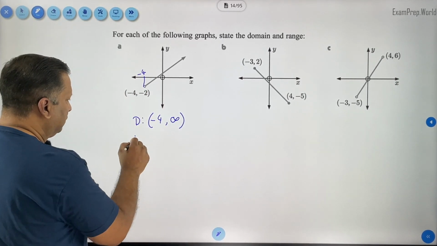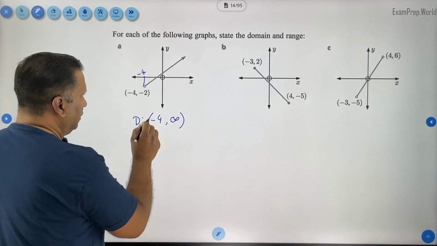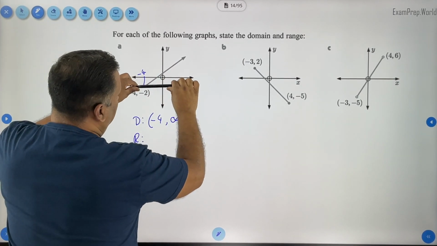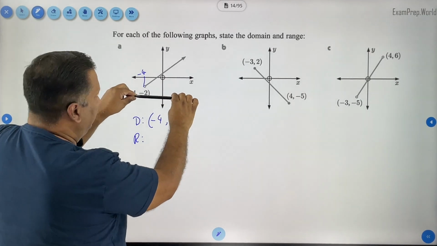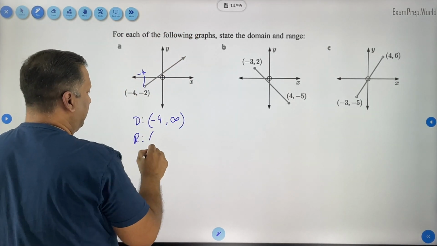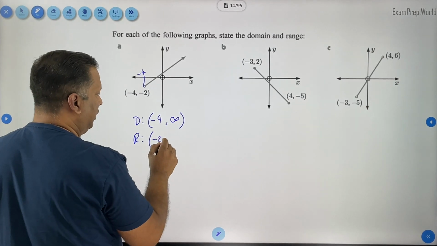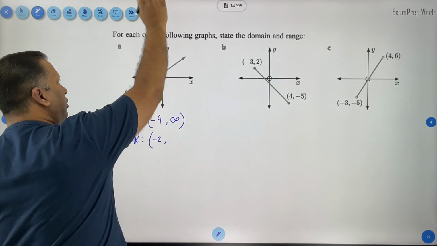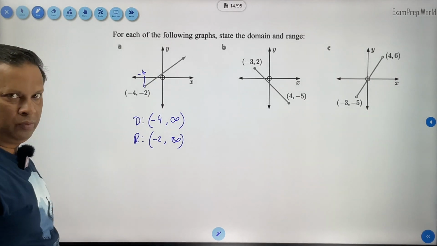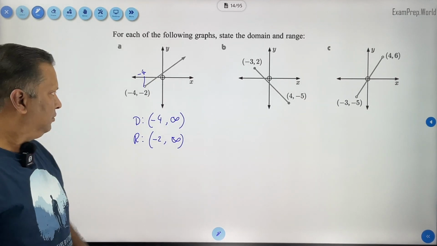Now range is, see, the y value is not coming below -2, right? It's only going above -2. So I would write -2, also not included, and it will keep on going up to positive infinity. So that's the domain and range for this one. I hope you understood. Okay.